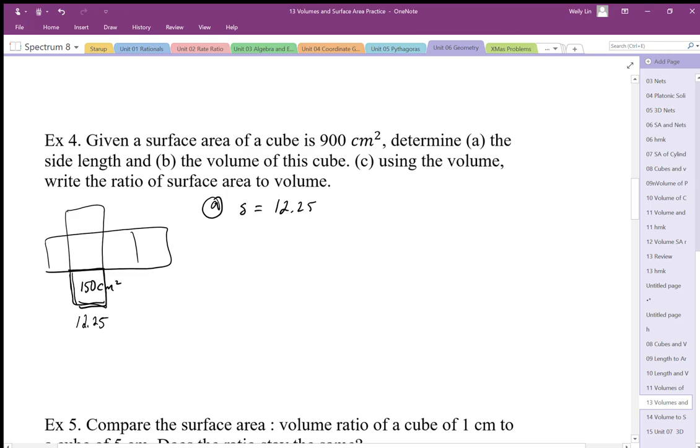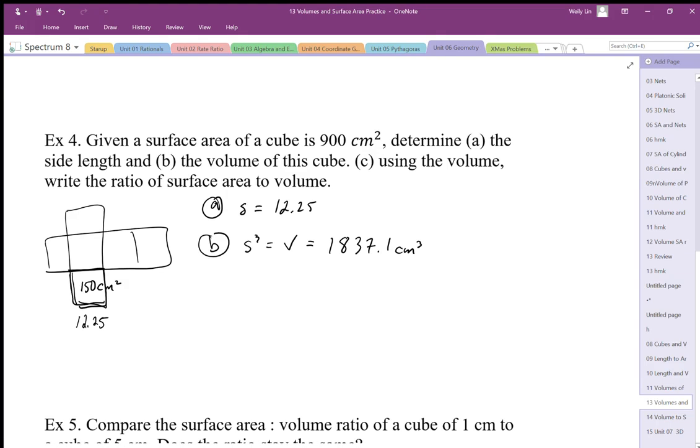Okay. So we're going to use this side length then to get the volume. We know this is a cube, so side length cubed is the volume of our cube. So I'm just going to cube this value, and I'm going to get 1,837 point something. So I'm just going to round that to 1837.1 centimeters cubed. Okay, so there's my volume. So once I get the side length, I can cube to get volume.